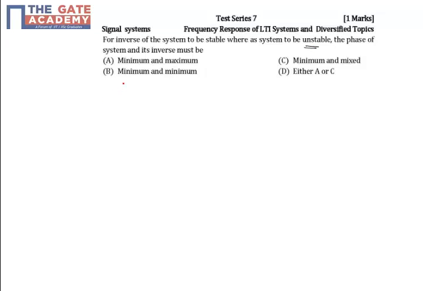So I'll consider the system transfer function as H(z), which is equal to A(z) by B(z). This is the system transfer function. The inverse of the system I can take as G(z), which is nothing but 1 by H(z), equal to B(z) by A(z).